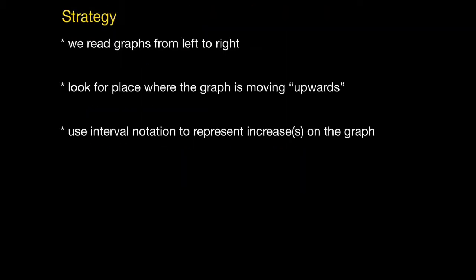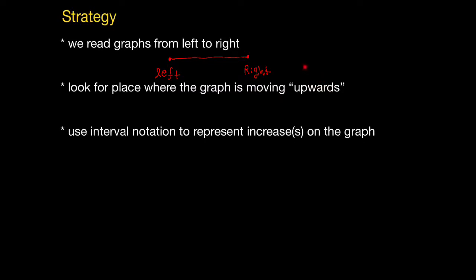First, we have to establish that whenever we read a graph, we're always scanning the picture from left to right. So we're always scanning from left, and we're going to scan to the right, regardless of where the arrows are pointing or where the jumps are occurring. Secondly, for these problems, we're going to look for places where the graph is moving upwards.